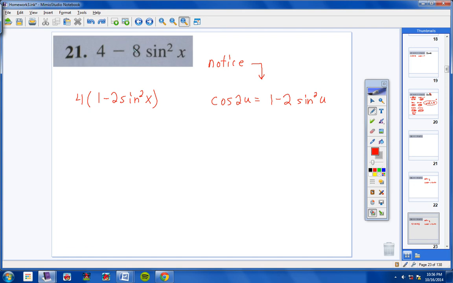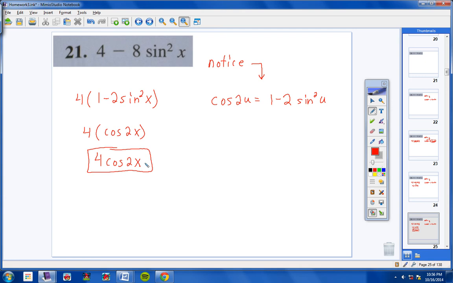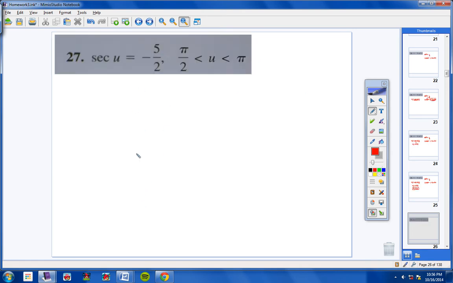Because look, if I take this expression and factor out a 4, 4 times 1 is 4, 4 times negative 2 is negative 8. If I factor out a 4, look what I'm left with on the inside. That matches this perfectly. And what does this equal? Cosine of 2u. So I'm going to put cosine of 2x in place of this. And now 4 times cosine of 2x is 4 cosine 2x. Pretty simple. All right, moving on to this problem here, number 27.